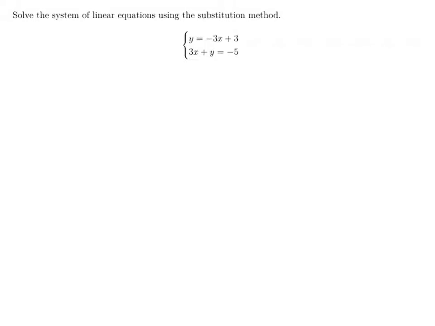In this video, we're going to solve a system of linear equations using the substitution method. Recall that when we solve a system of linear equations, there are three possible outcomes. The first is that we have exactly one solution. The second option is that we could get no solution at all. And the third is that we could have infinitely many solutions.